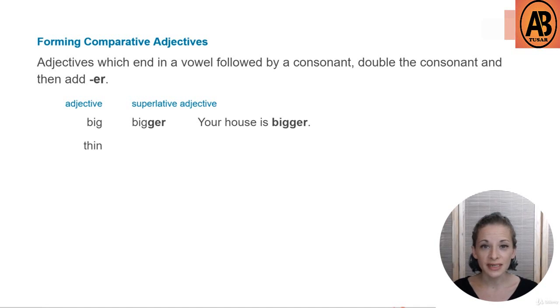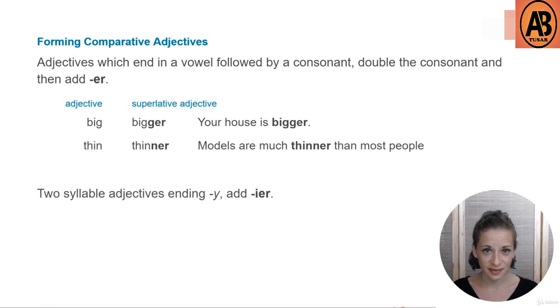That's the same with the word thin, which ends in i-n, another vowel and consonant. So we double that final consonant to get thinner. Models are much thinner than most people.